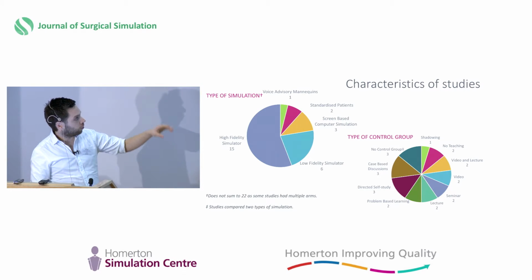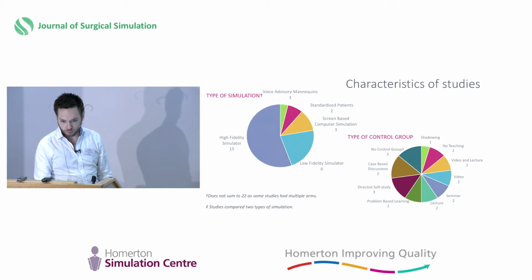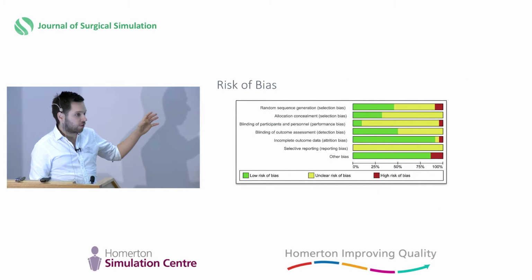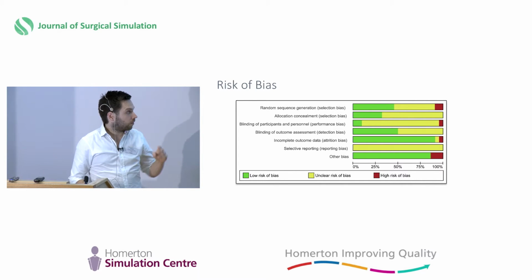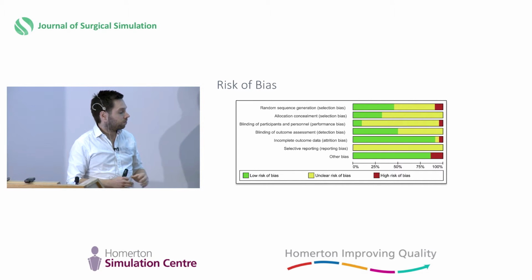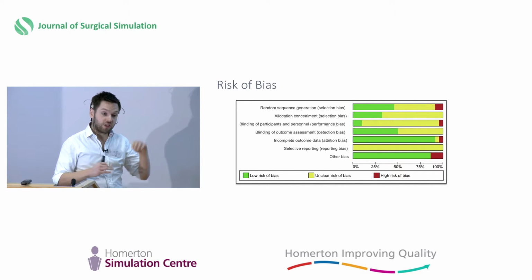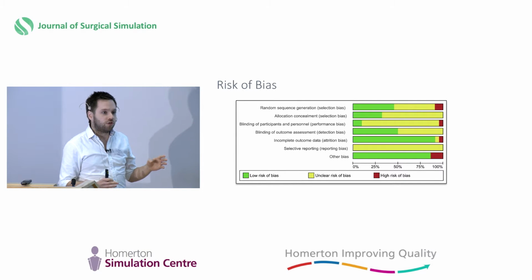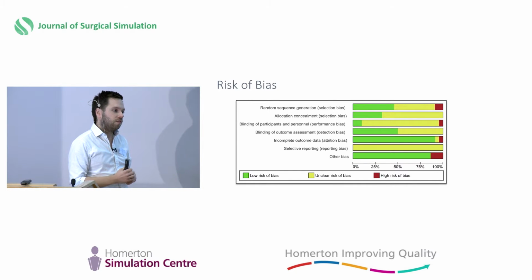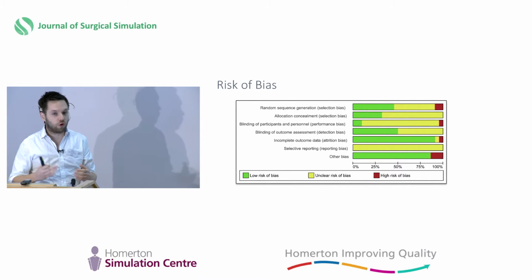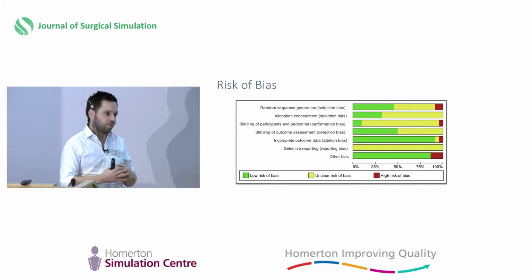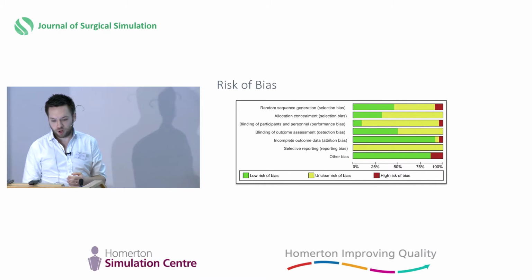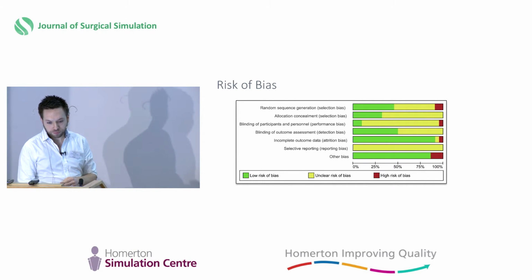And there was quite a wide variety of control groups as well. So we used the Cochrane risk of bias tool, and across the whole review, we had an unclear risk of bias decision. This was mainly due to incomplete reporting and failure to mention a particular thing. We tried to chase up authors to find out a bit more information, but were largely unsuccessful with that.